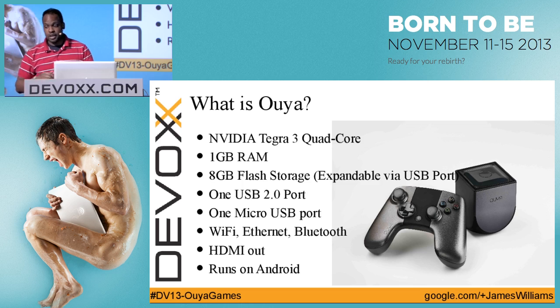So what is Ouya? Ouya is an NVIDIA Tegra 3 quad-core device with all those specs up there. The cool thing is that it runs on Android. You can expand the memory with a hard drive, and you can plug controllers into it. As pictured on the screen there, it has its own Bluetooth controller that has directional pads and joysticks, kind of like a PlayStation 3 or an Xbox controller.